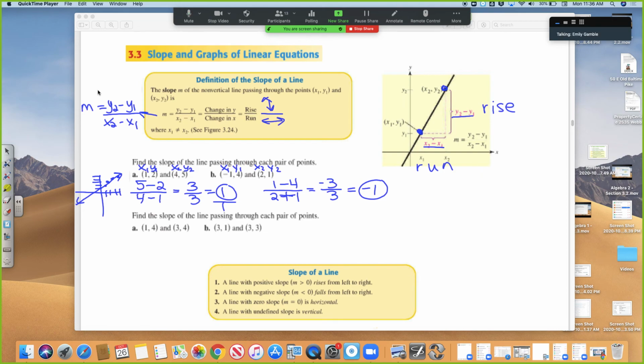Alright, so what I want you guys to do is try the next 2. The next 2 problems, the answers are going to be different, so they're going to be a little bit weird. But I do want you to try these 2. I'll give you a couple minutes to try them, and then we'll go over them as a group.